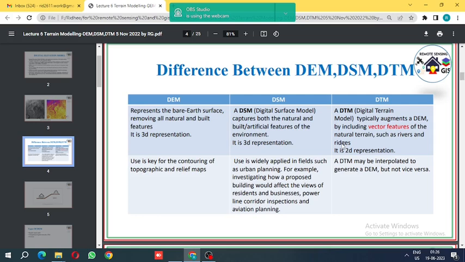So DEM is representing bare earth surface, DTM represents bare earth surface including river and ridge. Okay, we generally use DTM. In many projects, you will see they are using DTM instead of the DEM. So from DTM we can interpolate to generate DEM, but not from DEM. From DEM we cannot generate DTM.